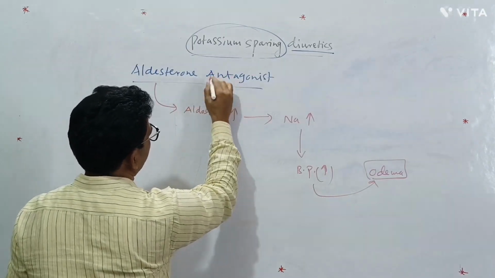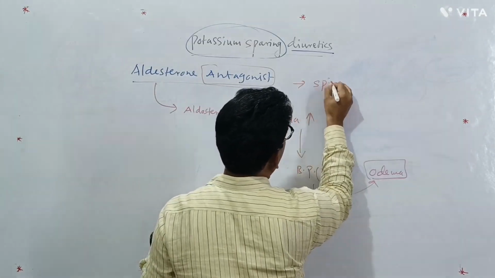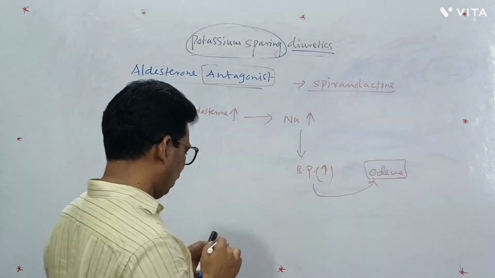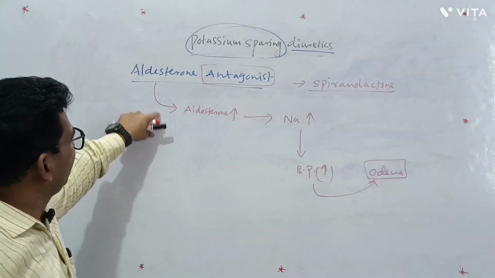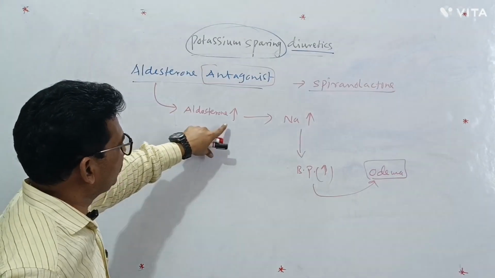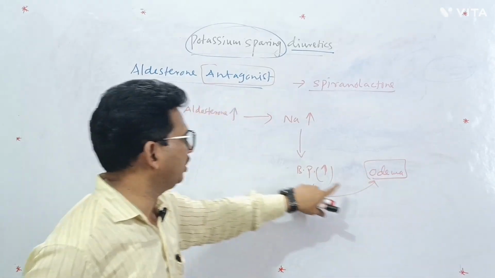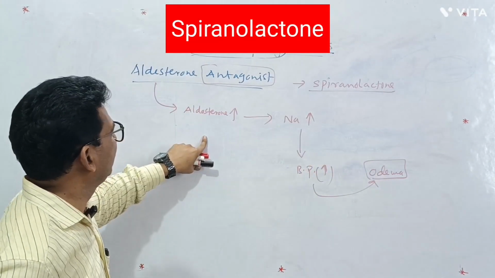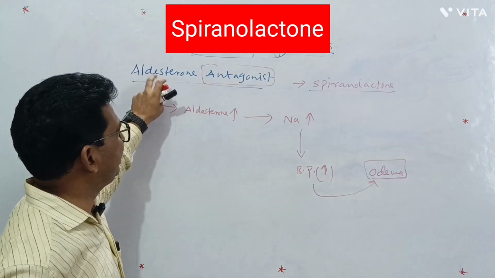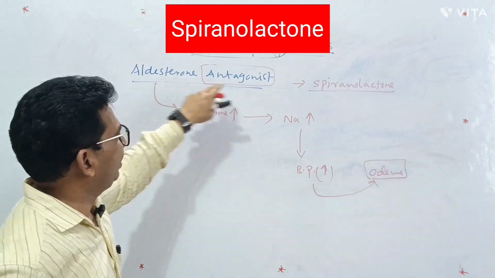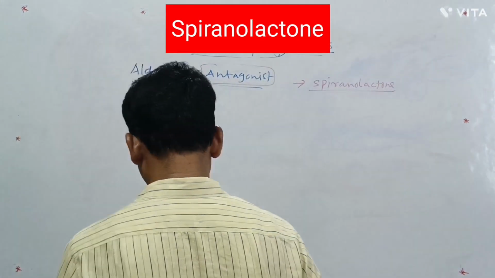Okay, antagonist. The only example we have is spironolactone. Spironolactone looks like a steroid moiety. You might have understood this. If aldosterone is present in our body and increases, sodium increases, BP increases, and it produces oedema also. All these things will increase. That's why we have to prevent this particular aldosterone. For that, what are we using? Spironolactone. Spironolactone is a steroid moiety.